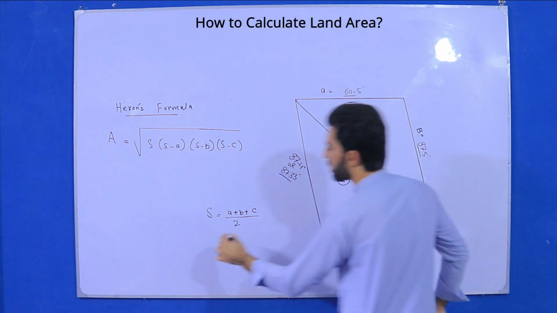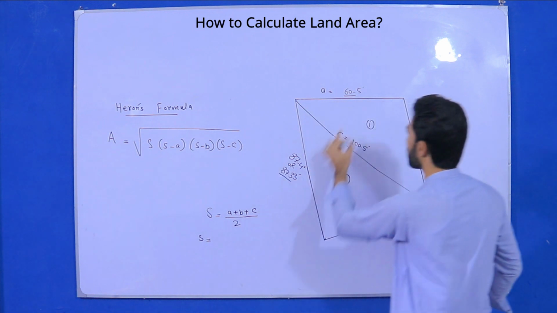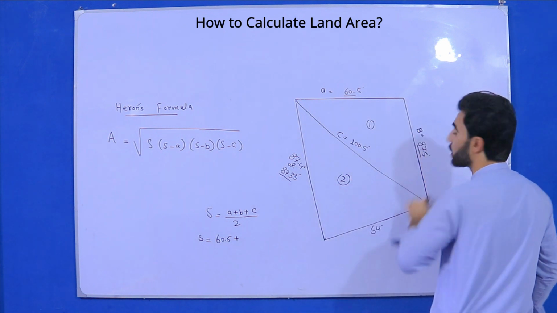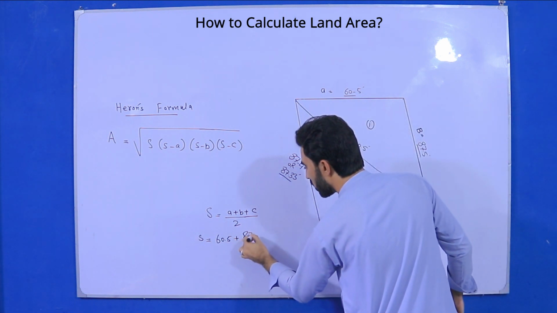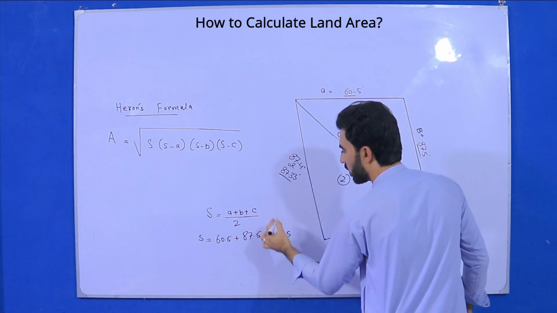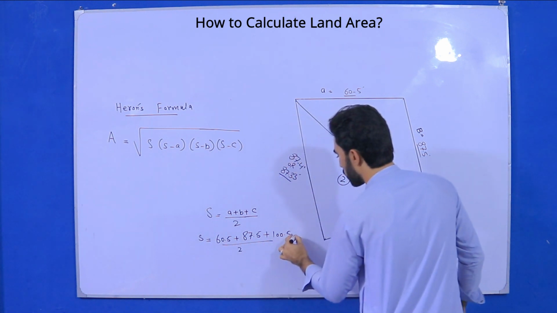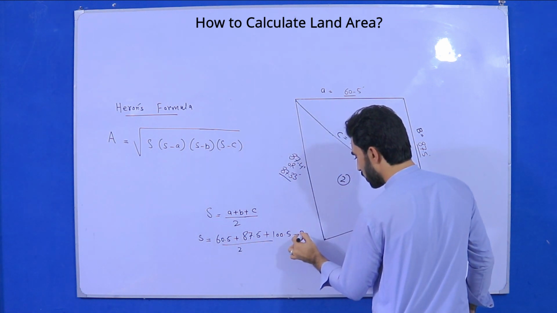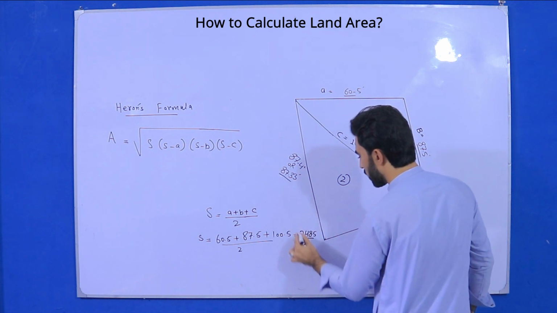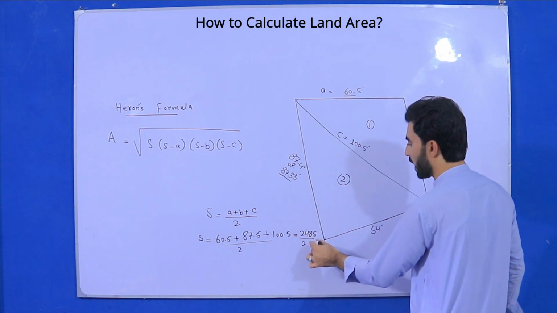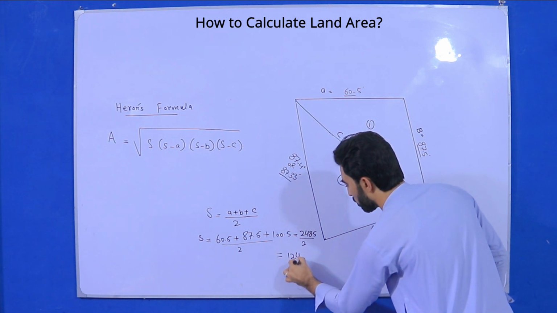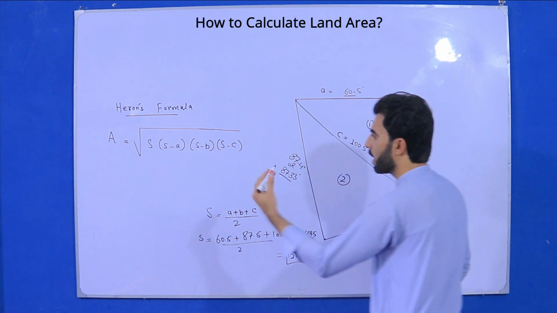S is equal to, where A is 60.5 plus B, 87.5, plus C, this is 100.5, divided by 2. So the sum is 248.5, and divided by 2 you get the value of S, which is 124.5. So this is S.